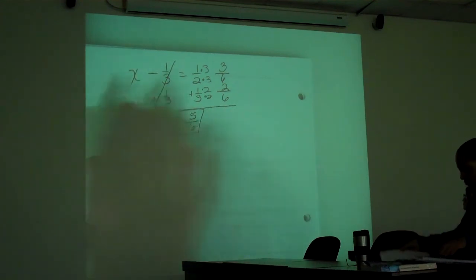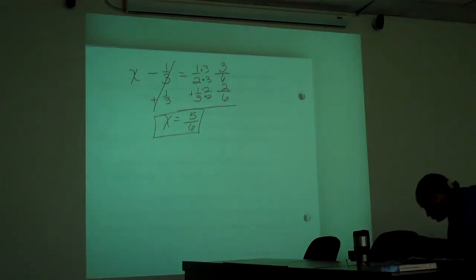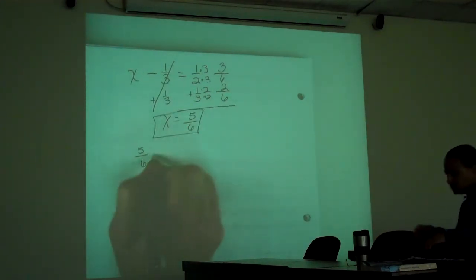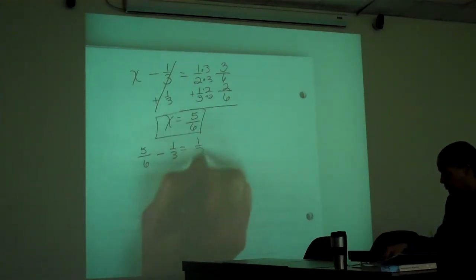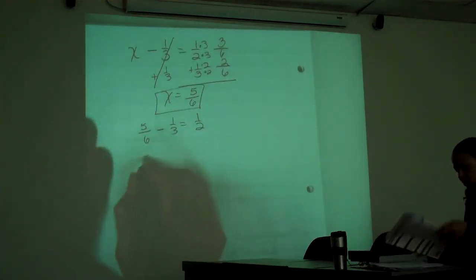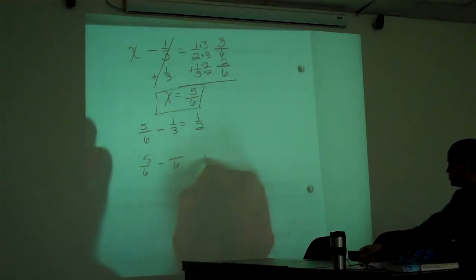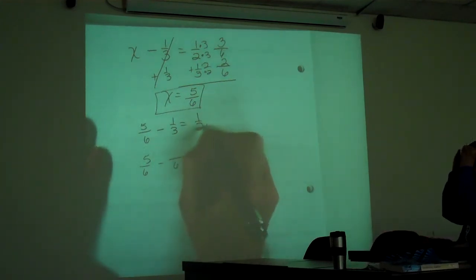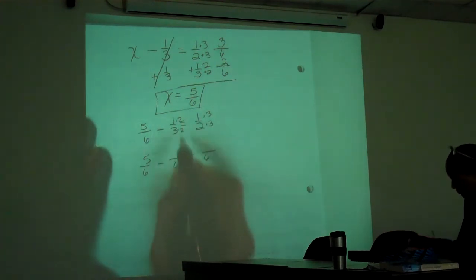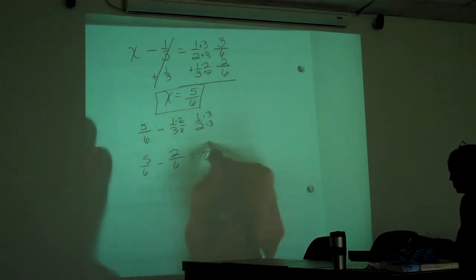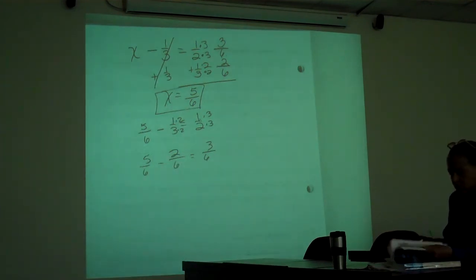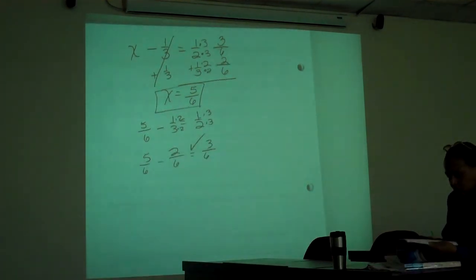And you can plug that back in, and you can find out it's right. Plug it back into there. 5/6 minus 1/3 equals 1/2. Let's get a common denominator, which is 6, right? This is 2 times 3 is 6. 3 times 2 is 6. So this one's 2, this one is 3. 5/6 minus 2/6 is 3/6. That's right. Checks out.